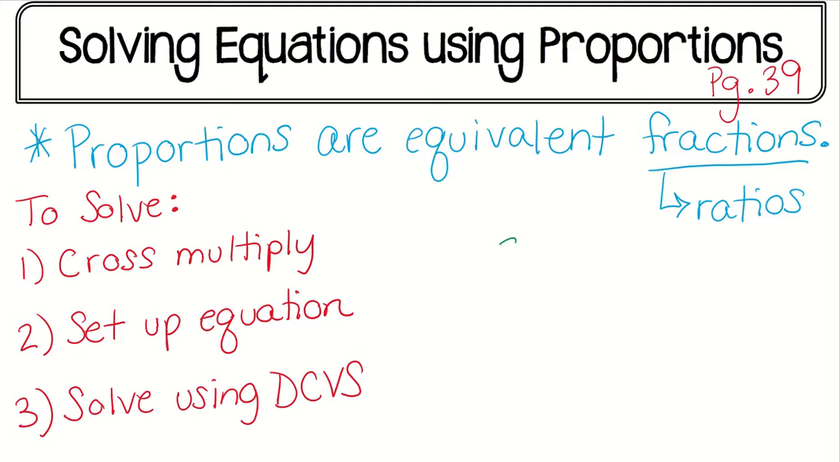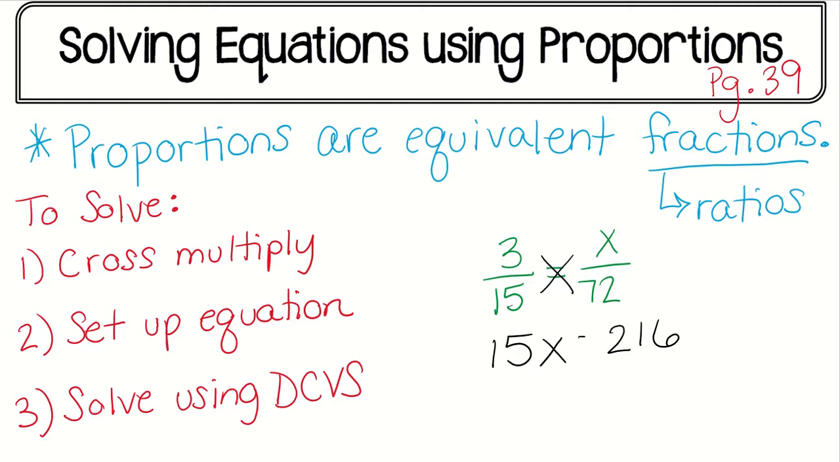I'm going to have 3/15 equals x over 72. So our goal here is to solve for x. And to do that, following our steps here, we're going to cross multiply. And when I cross multiply, I always start with the variable side. So I'm going to start with this 15x. So I have 15 times x, which is just 15x. I have 3 times 72, which is 216.